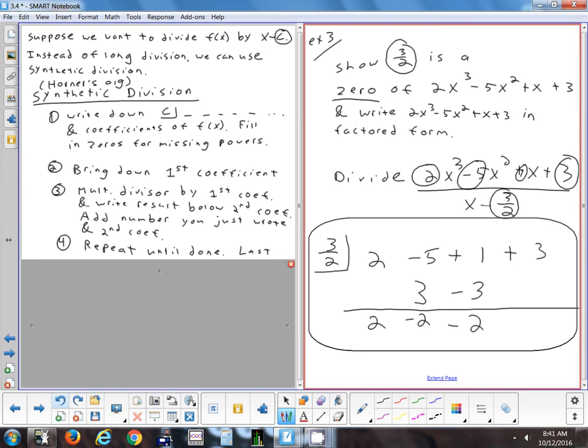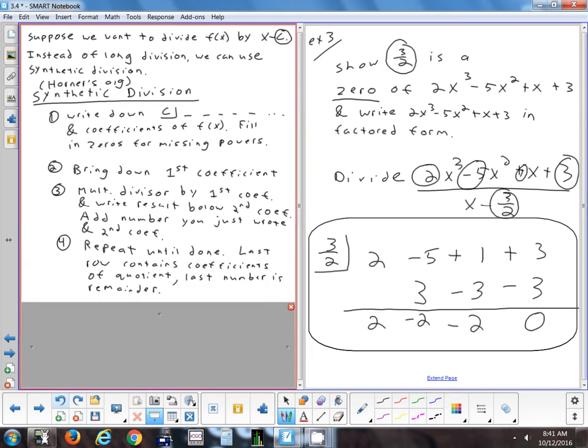Josh, what's 3/2 times -2? That would be -3. And what's 3 minus 3? 0. Now, what was I hoping to get on this problem for a remainder? Remainder of 0? What do you think this last number is? That is my remainder. So the last number is your remainder.